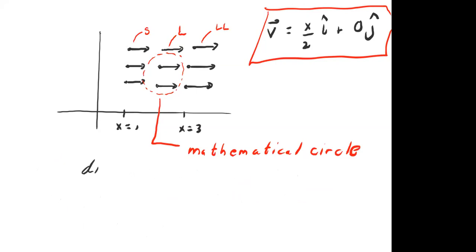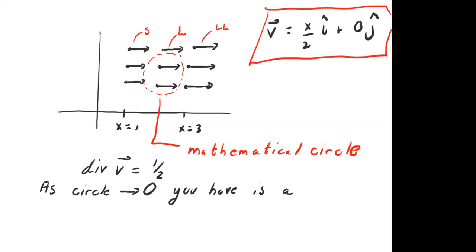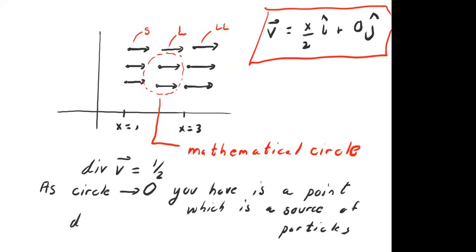So we said that the divergence of my velocity field was a half. If you let this mathematical circle get smaller and smaller and smaller, what you have is a point. If you just have a circle and you let its radius go to 0, you have a point. And this point is a source of particles. It's no accident that in this particular case, the divergence of V was positive.